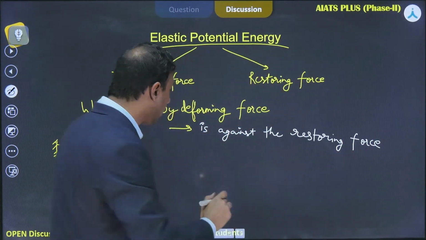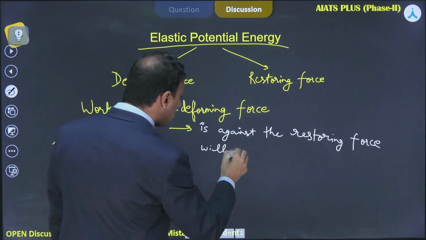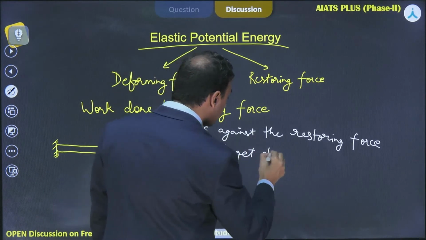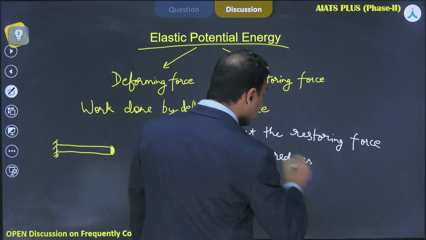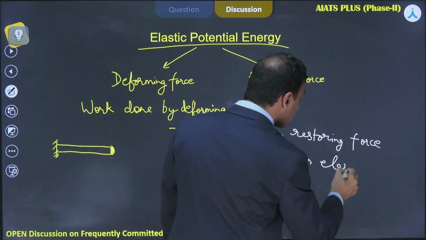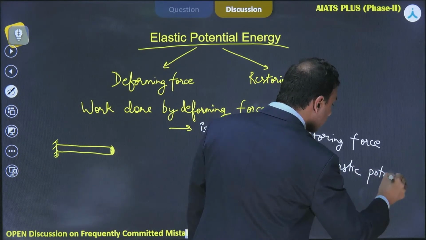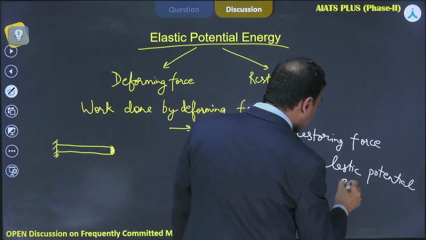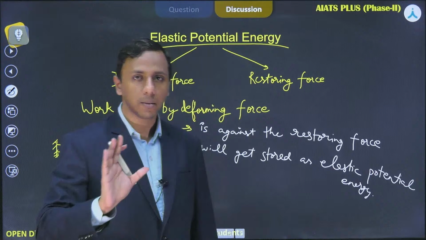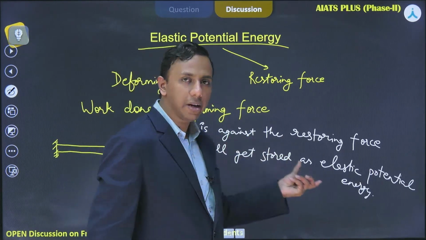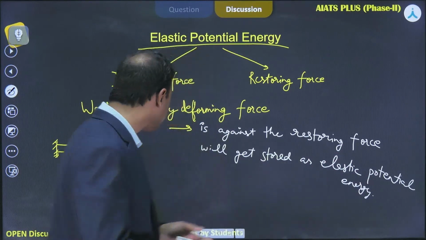And this work done, right, it will get stored. It will get stored as elastic potential energy. Okay, elastic potential energy. So just find the work done, and that would be equal to your elastic potential energy. Okay.